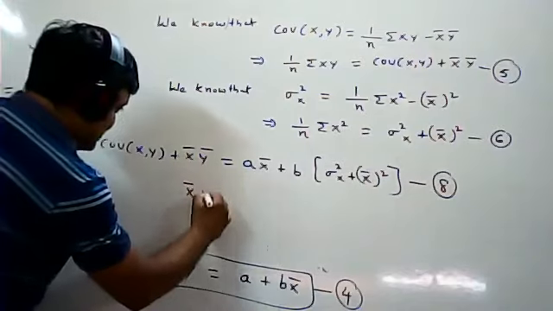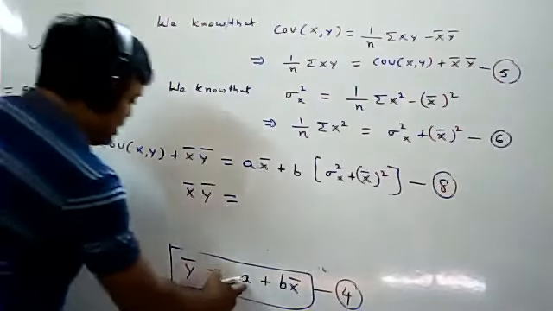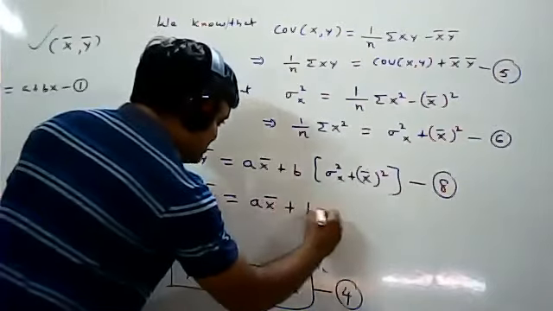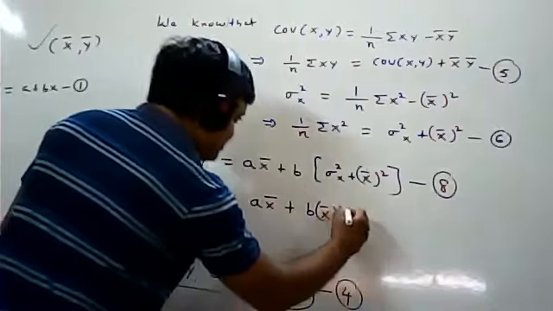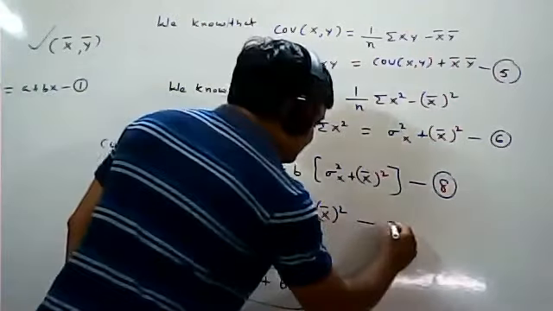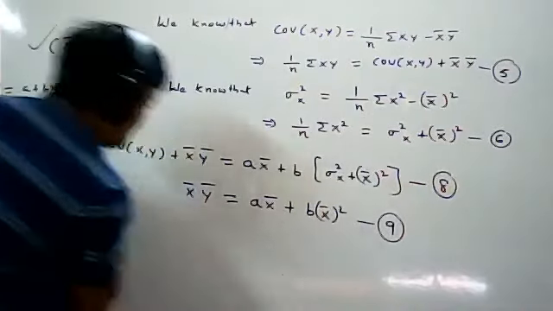Then we get x bar into y bar equal to a x bar plus b x bar into x bar. That means b x bar whole square. This is equation number 9.